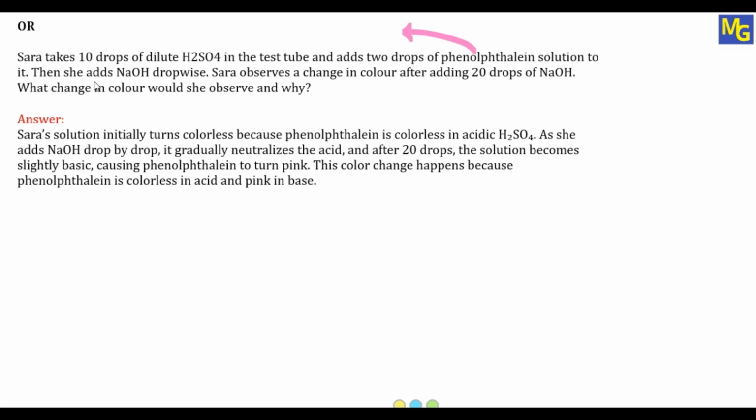Then she adds NaOH drop-wise. Sarah observed a change in color after adding 20 drops of NaOH. What change in color would she observe and why? So very simple. Sarah's solution initially turns colorless because it is an acid, and in acid phenolphthalein will always be colorless. So you have to remember one thing. Whenever there is acid, if you add phenolphthalein, it will be colorless. This is the main thing which you have to remember, and it is already there in the textbook.